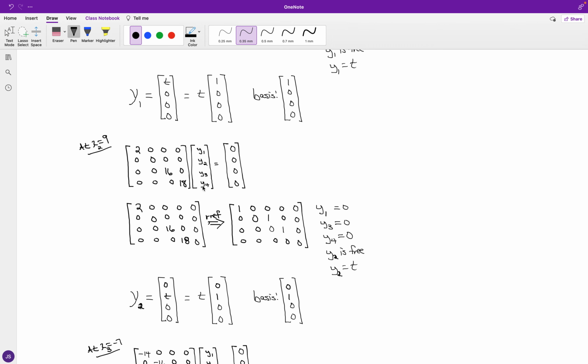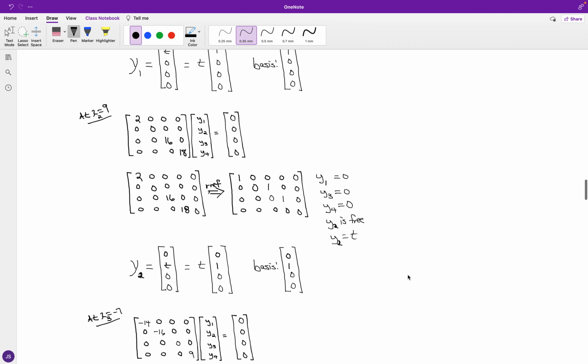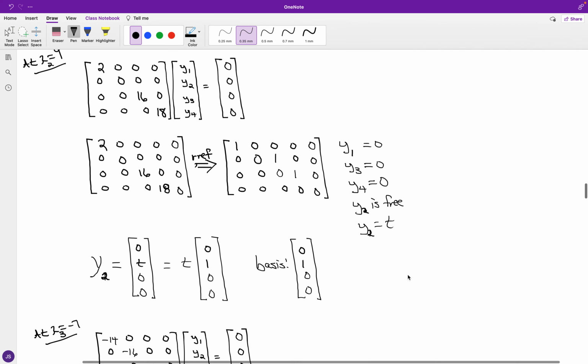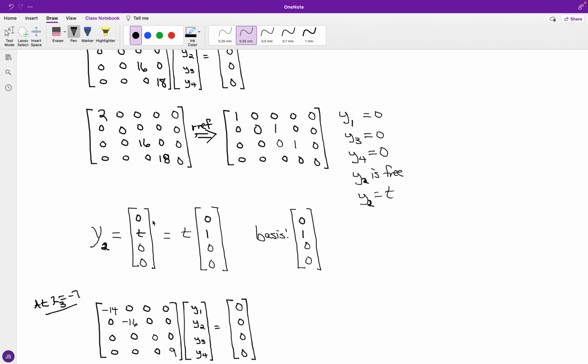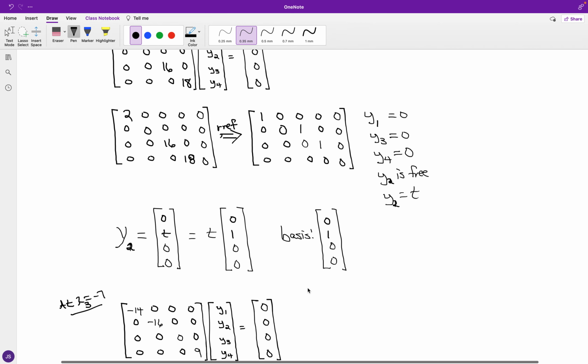And again, we have lambda I minus A times the second eigenvector equal to 0, and setting up the augmented matrix layout, we apply the reduced row echelon form. Okay, so we're going to have y sub 1, y sub 3, and y sub 4 equal to 0. And this time y sub 2, since we have only zeros in the second column, is going to be free, and so we can set y sub 2 equal to t. And so for the second eigenvector, we have 0, t, 0, and 0, and factoring out the variable t, we're going to have the basis 0, 1, 0, and 0.